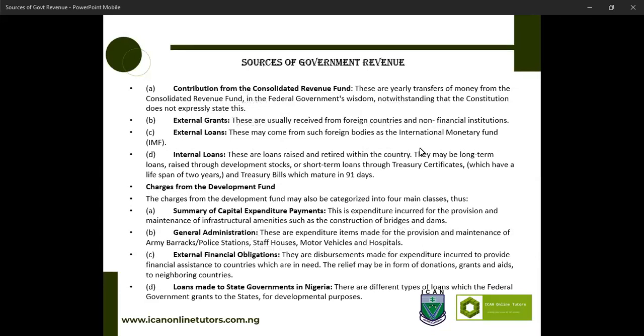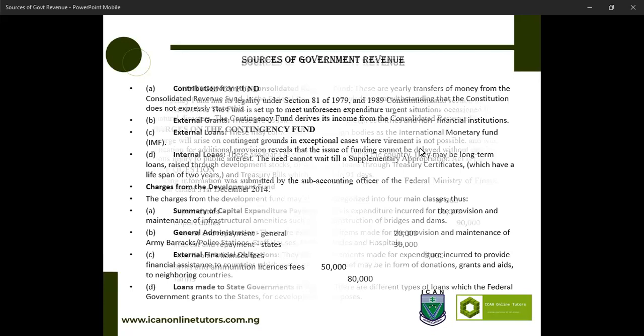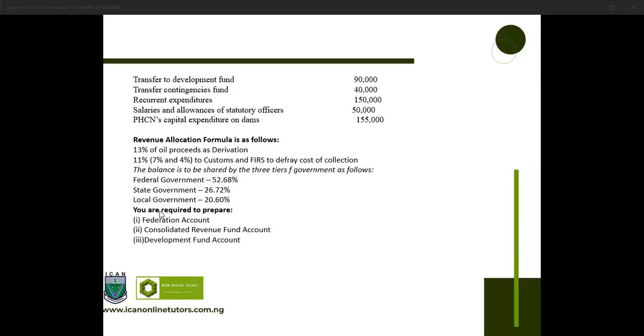All right, let's continue. What is the requirement here? We are required to prepare the Federation accounts, Consolidated Revenue Fund accounts, and Development Fund accounts. Let me open the Excel that we'll be using.